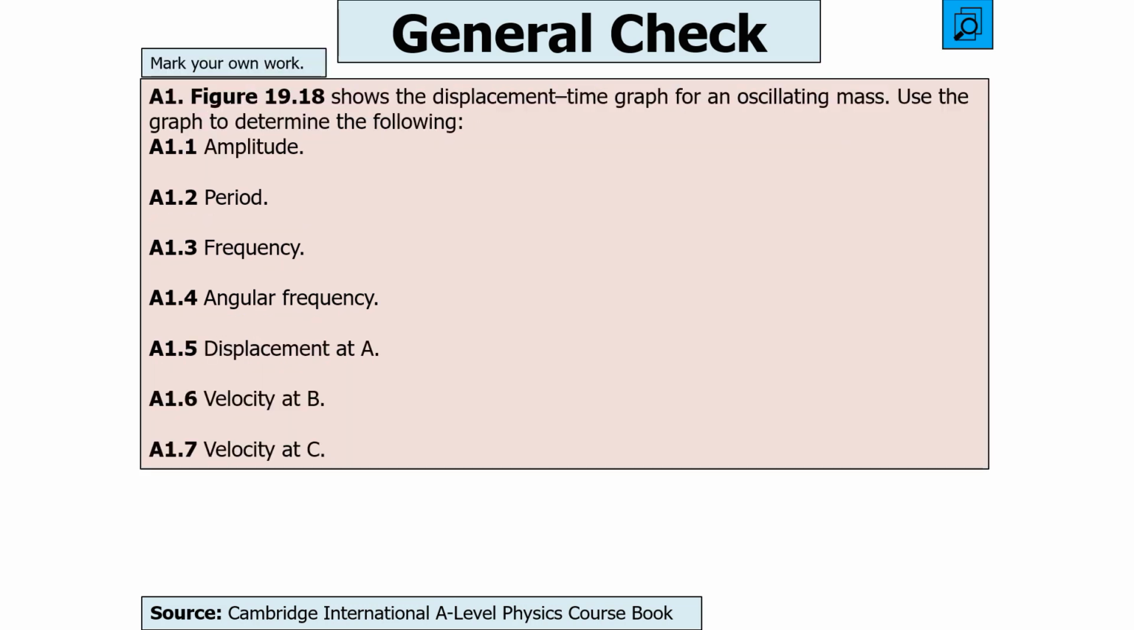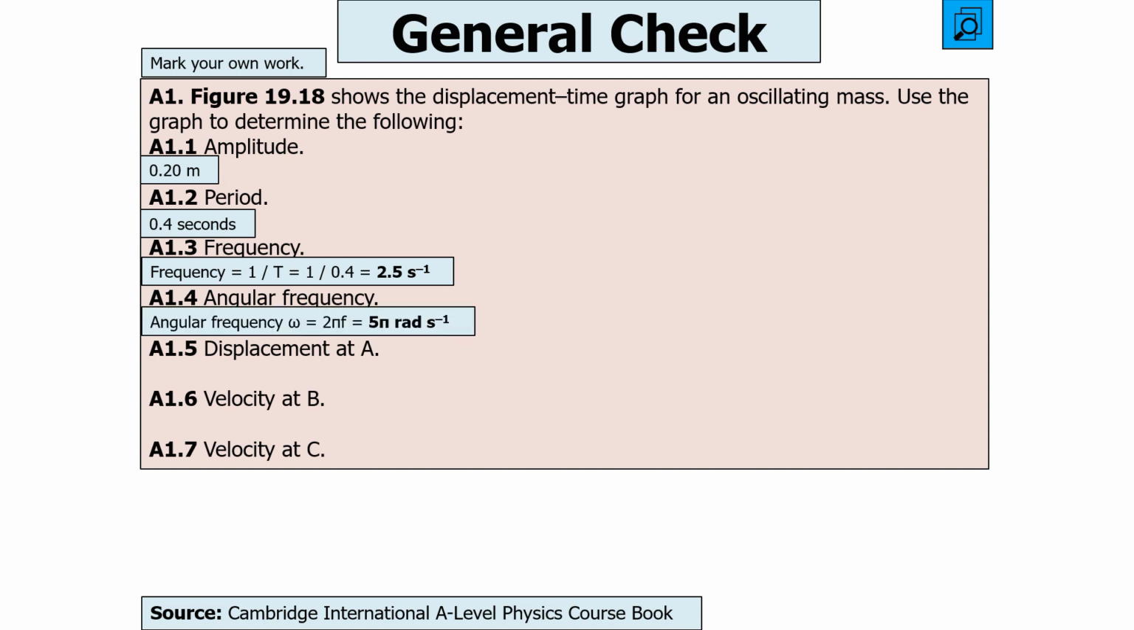Right, so in this first one, you'll see the amplitude is the maximum displacement, 0.20 meters. The period is the time it takes for the wave to repeat itself, 0.4 seconds. The frequency is 1 over the time period, 2.5 hertz, or 2.5 seconds to the minus 1. Angular frequency is 2 pi f, so therefore it's going to be 2 pi times by 2.5, so 5 pi radians. The displacement at A, you can then work it through off the graph by measuring it. It's minus 0.1, minus being important because it's displacement, so it must have a direction.